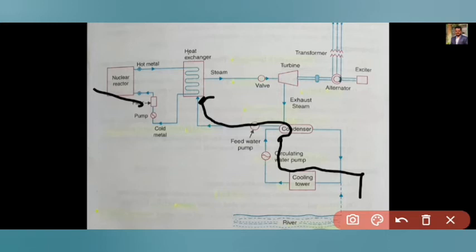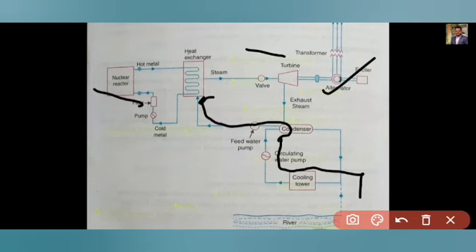Inside the heat exchanger, the water is converted to steam. Then the steam goes to the turbine, and the turbine starts to rotate. Here the steam energy is converted to mechanical energy, and inside the alternator the mechanical energy is converted to electrical energy. Basically, why do we study all these things about the power station? Mainly we want to generate power. We generate energy, or we can say generate electricity.